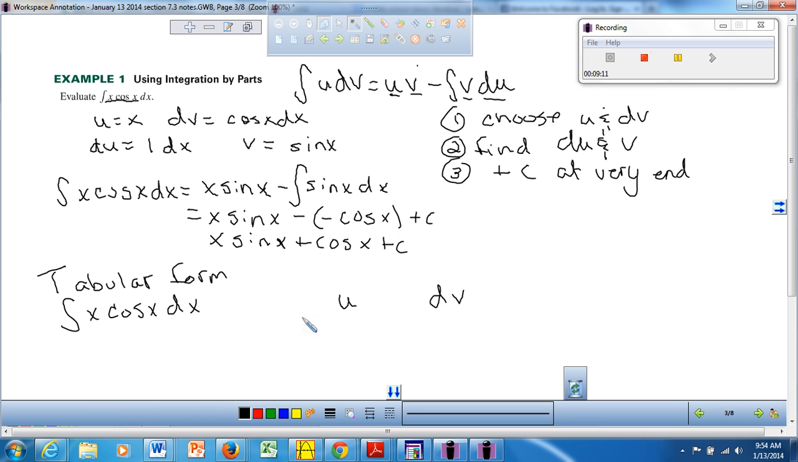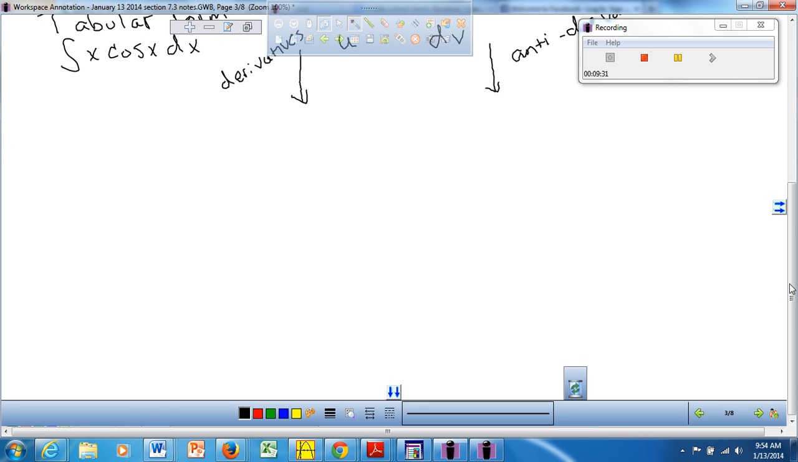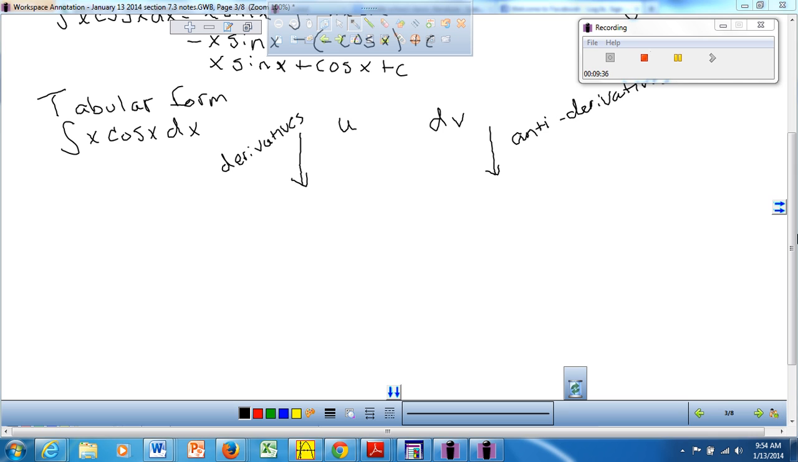I want you to be aware that the u column, as you go down, you're taking derivatives. And the dv column, as you go down, you're taking antiderivatives. You still choose your u and dv using the same thought process. So what will we choose for u? X, which means dv is going to be cosine x. It is cosine x dx, but I don't put the dx's in my column. I just leave those off.